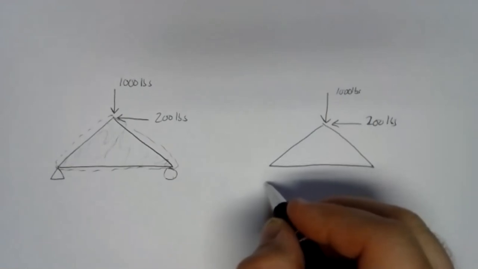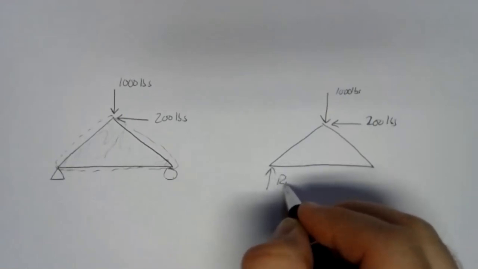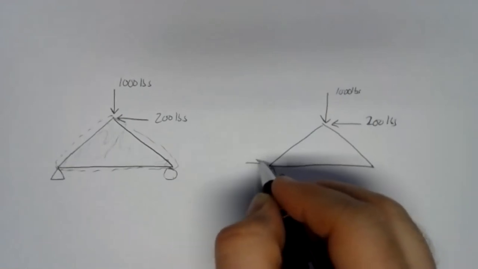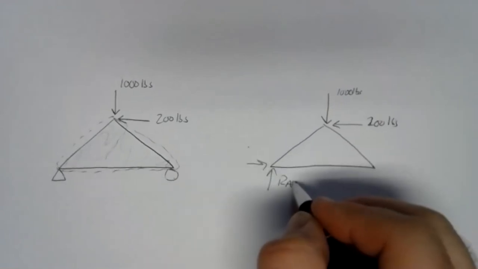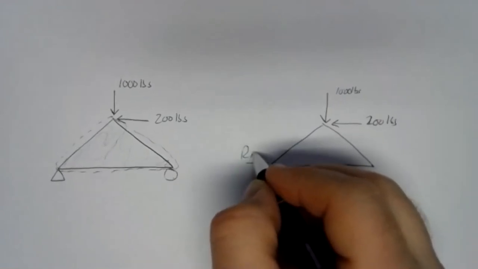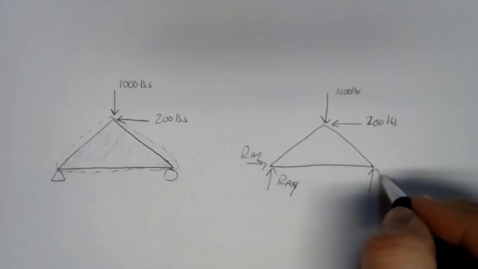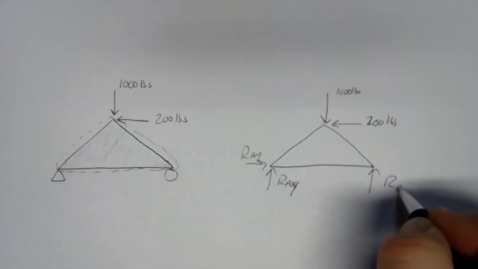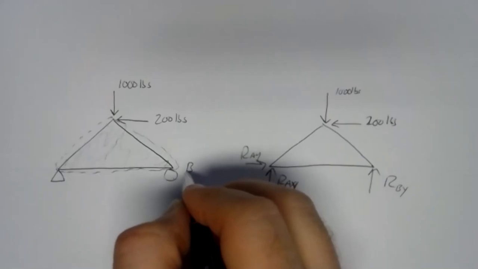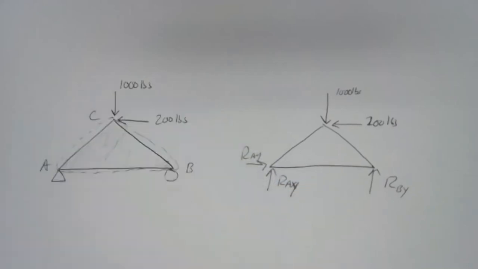We've got a pinned support down here, so that'll give us reactions in the Y and the X direction. We'll have a roller here, that'd be our BY. These are points B and A, and maybe C up there. So we get a free body diagram.